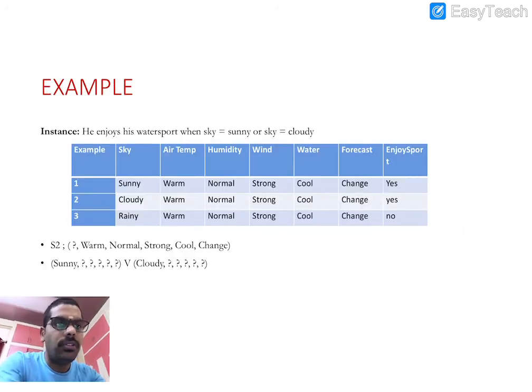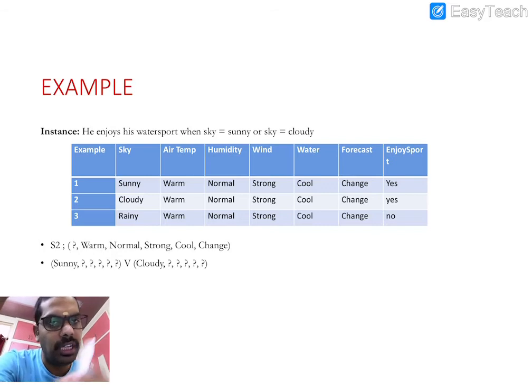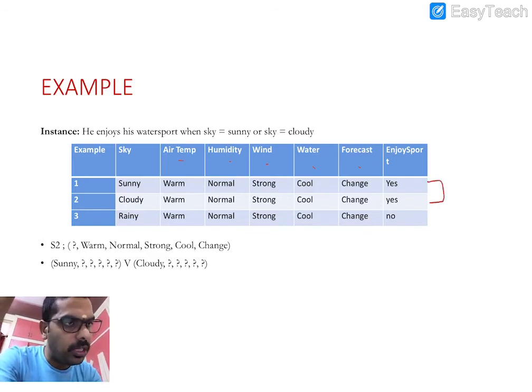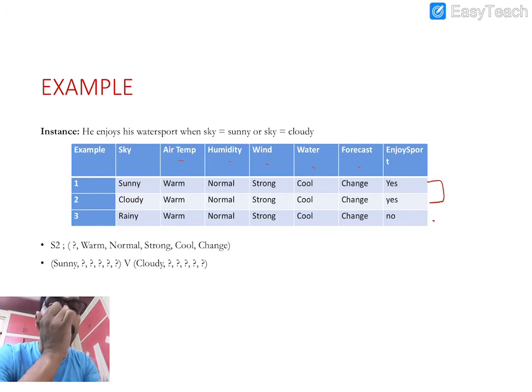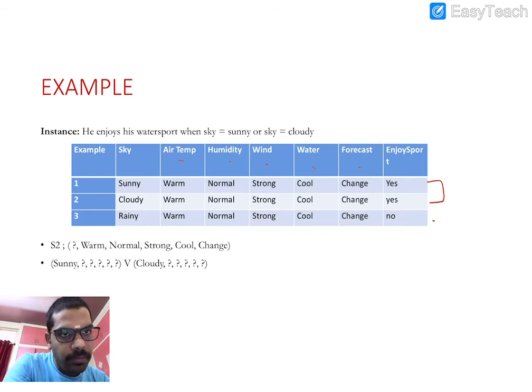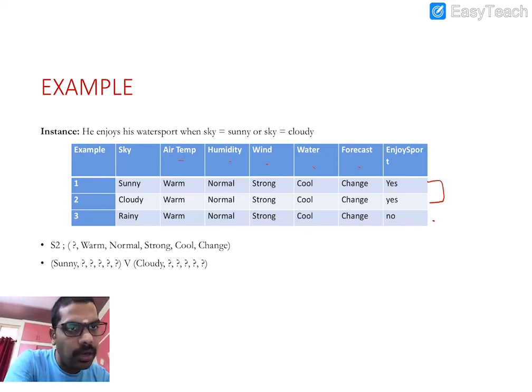And here we are going to see the example. He enjoys his water sport when sky equals sunny or sky equals cloudy. So whenever the sky is sunny or cloudy, he is going to enjoy the game. These are the examples 1, 2, 3, with attributes sky, temperature, humidity, wind, water, forecast, and enjoy sport. How many positive? There are 2 positive, 1 negative. And here I am going to consider what values are the same: warm, same, normal, same, strong. If you look here, warm, normal, strong, cool, change, all are the same.